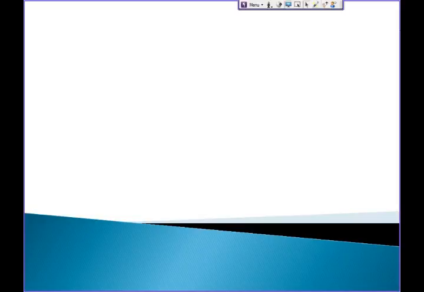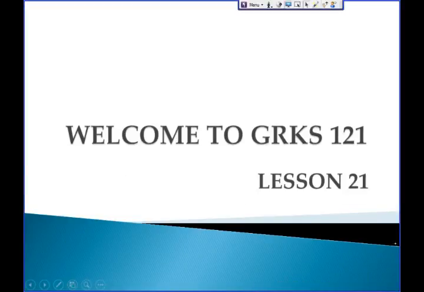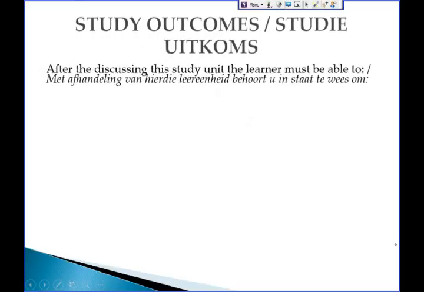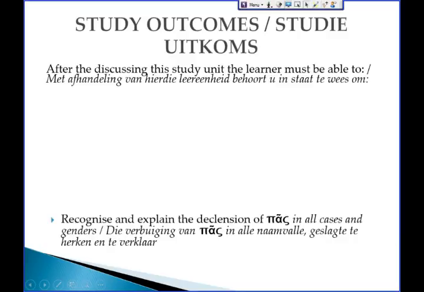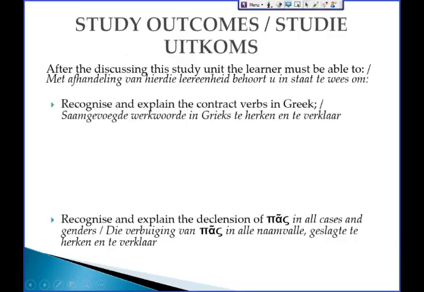Okay. Lesson 21. This is not something new. Some of the words we are going to talk about here, you have met them already. You have been using them already, but not knowing what they are and how they conjugate or behave, more especially in the first principal part. Now, first things first, let's look at what we have to achieve today, our outcomes.